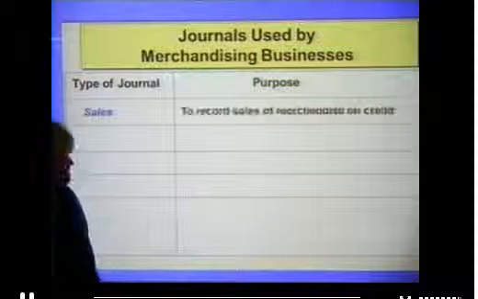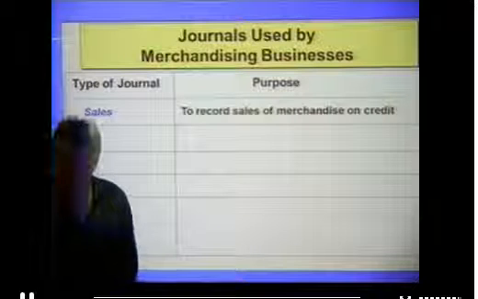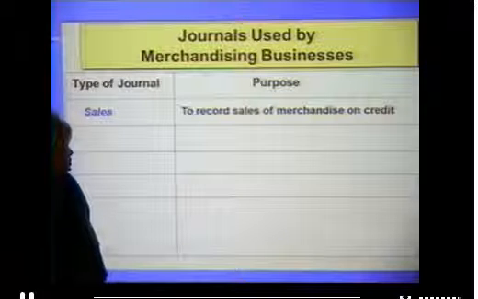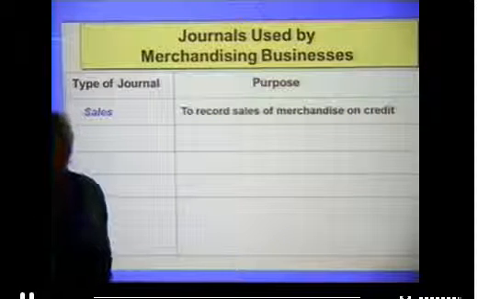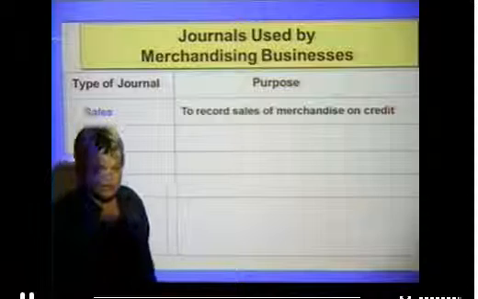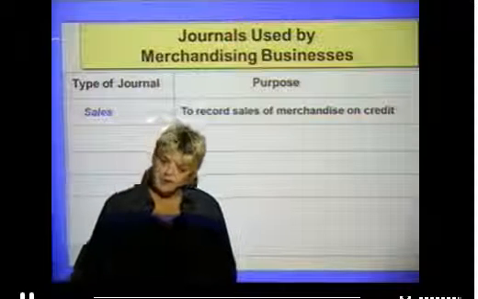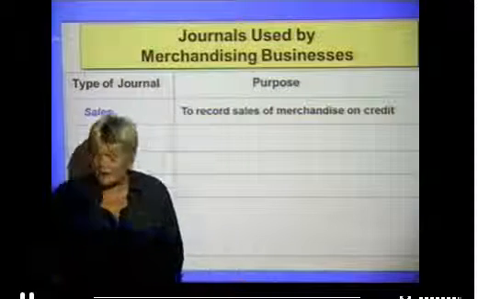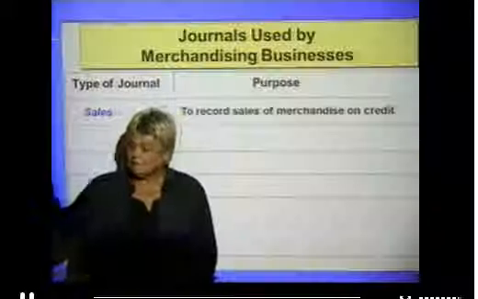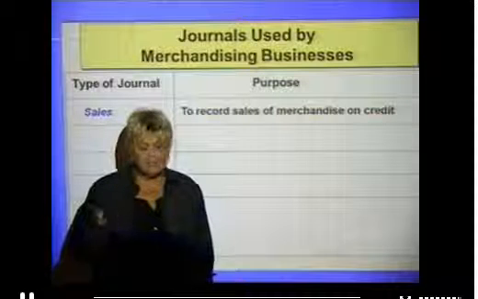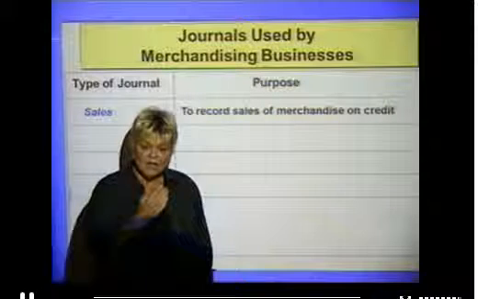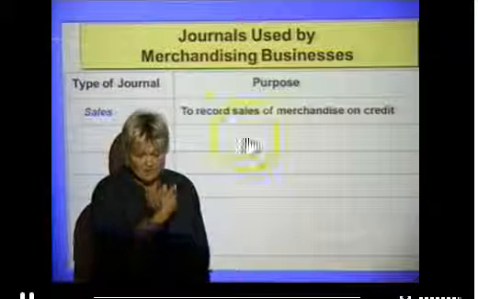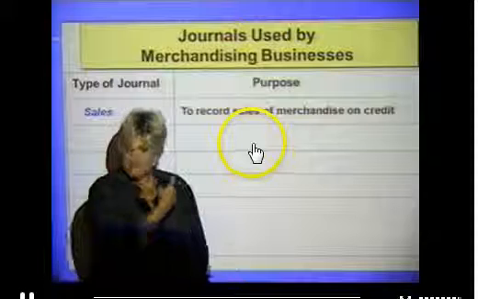This is an introduction to the kinds of journals we're going to learn to use. We have a journal called the Sales Journal. In the Sales Journal, the only thing that gets recorded is a sale of merchandise on credit. What does that mean? That means they haven't paid us yet, so that means we create an accounts receivable because they didn't pay cash. So anybody that buys from us on credit goes in the Sales Journal.